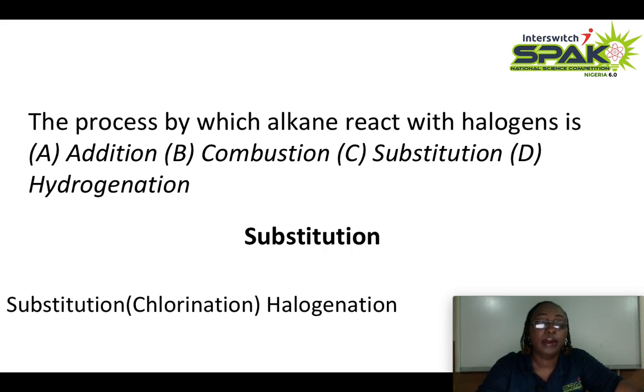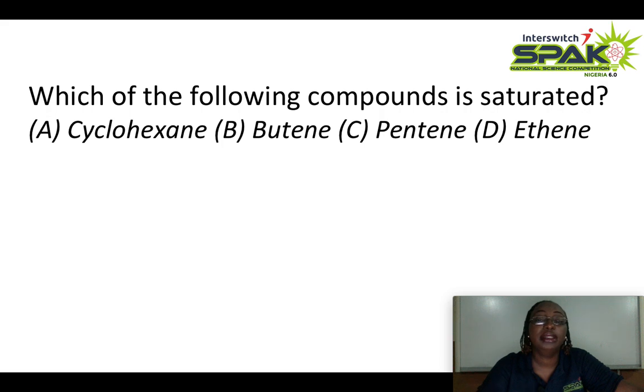All organic compounds undergo combustion reaction. Which of the following compounds is saturated? Yes, which one has single bonds in it? If you look at the options carefully, you realize that the answer is cyclohexane. It ends with ANE. That means all the bonds there are single bonds. Butene, pentene, ethene are all unsaturated because they have the presence of a double bond in them.